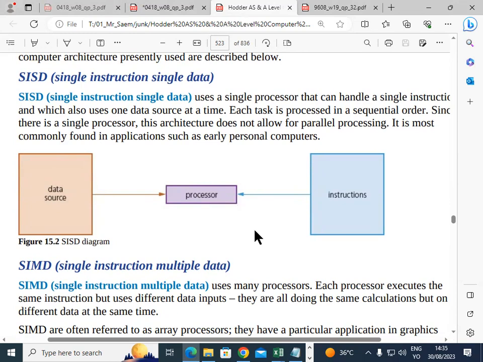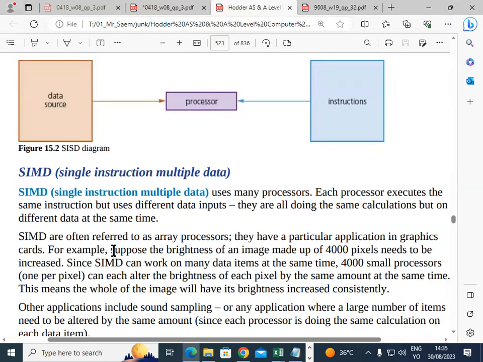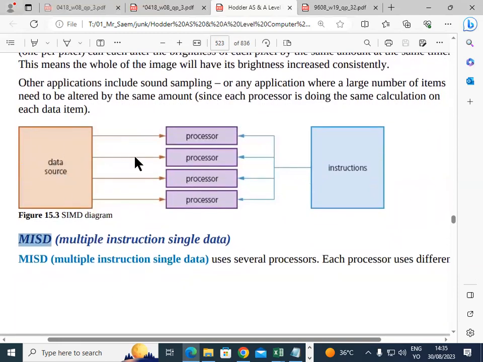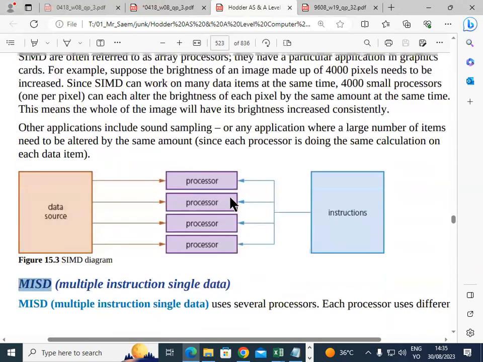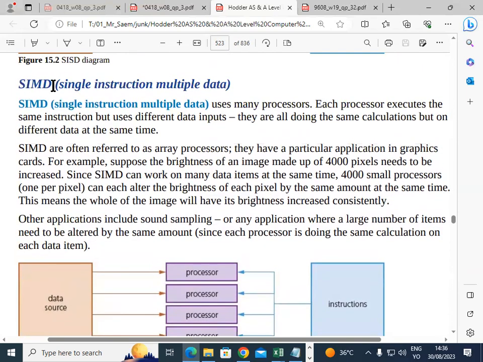Then you have single instruction on multiple data. What could this be? You have a single instruction coming in, but it is performed on multiple data. For example, this one: one data source and multiple processors. This is where your enhanced graphical user interface came into existence, because you had to process every pixel separately. The basic graphic cards use this processor. Single instruction on multiple data.